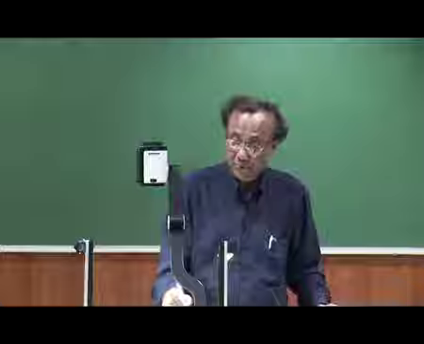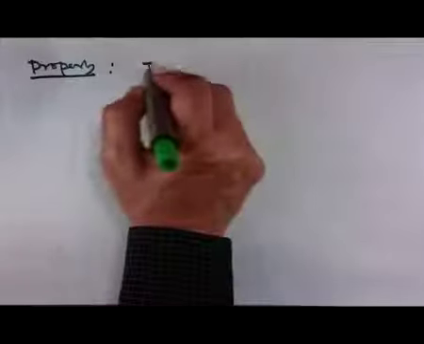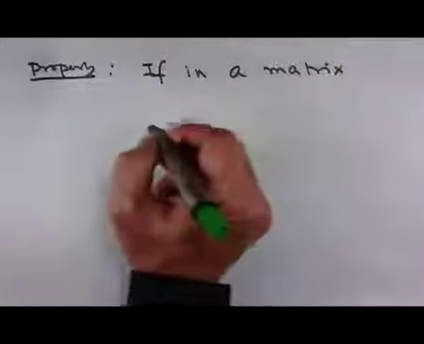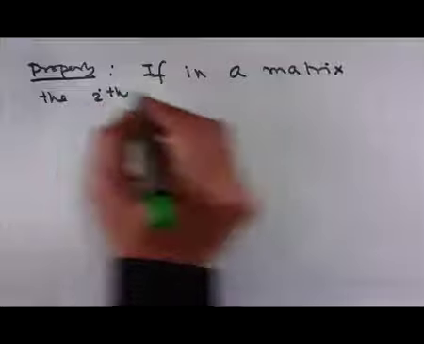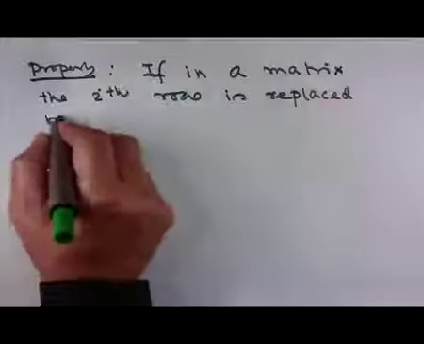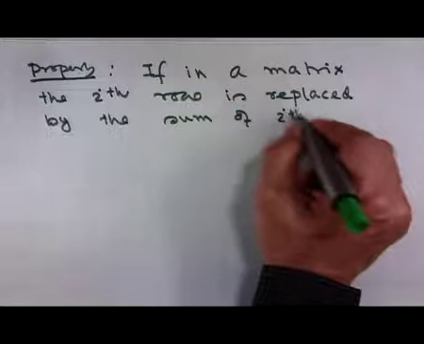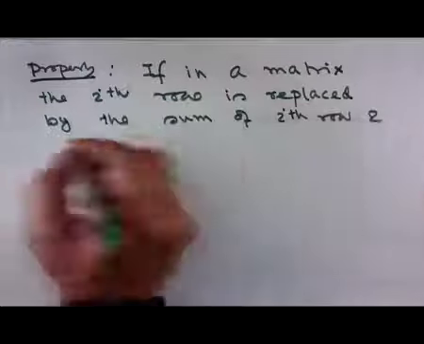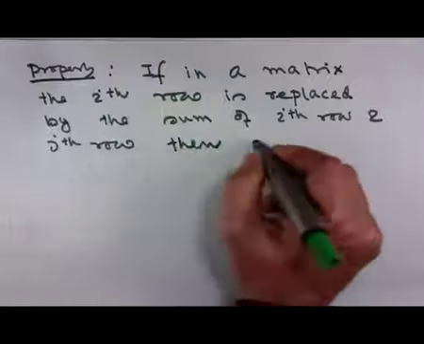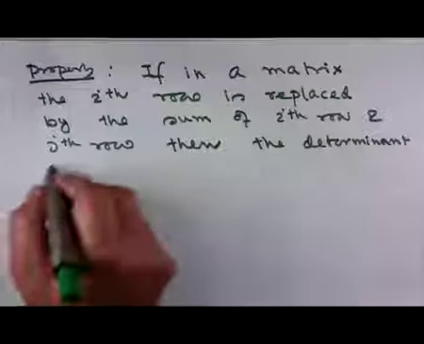Let us explore another property. If in a matrix the ith row is replaced by the sum of the ith row and jth row, then the determinant does not change.